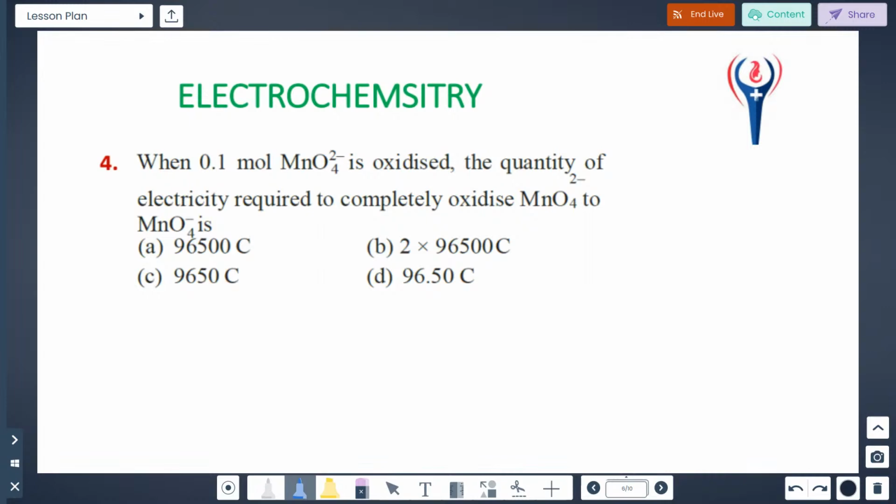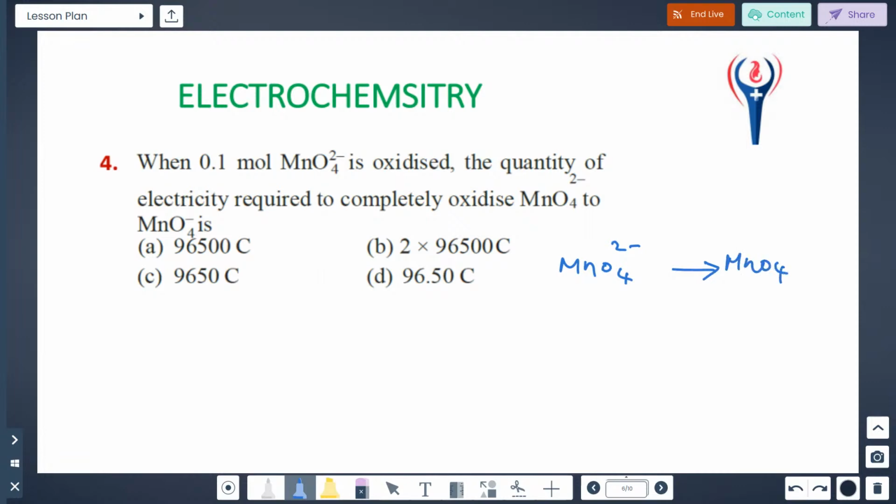When 0.1 mole of MnO4 2 minus, potassium manganate, is oxidized, the quantity of electricity required to completely oxidize MnO4 2 minus to become MnO4 minus. See, here MnO4 2 minus becomes what? MnO4 minus.